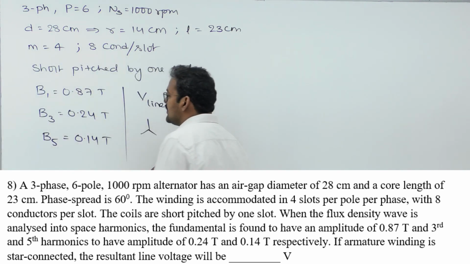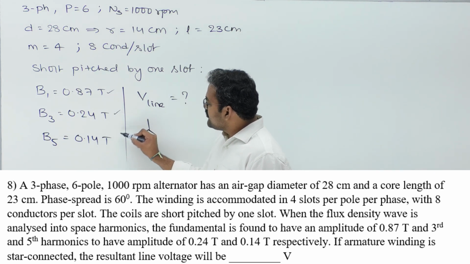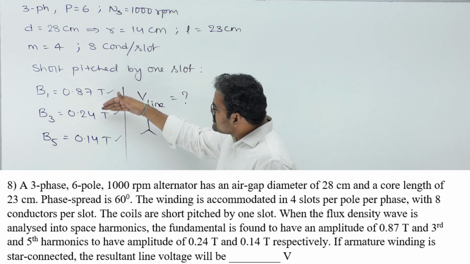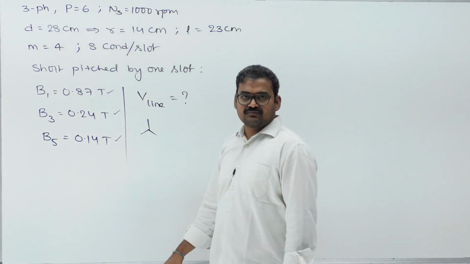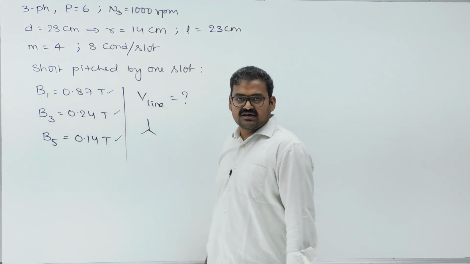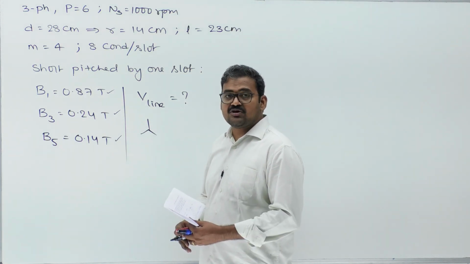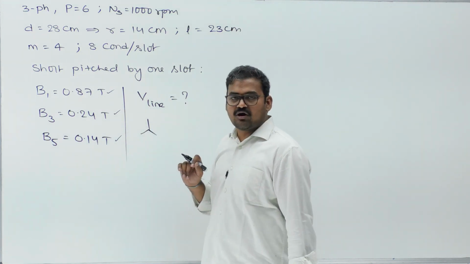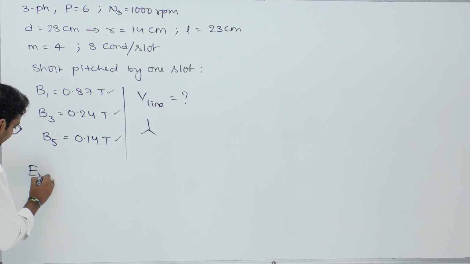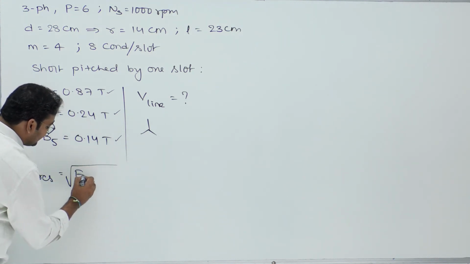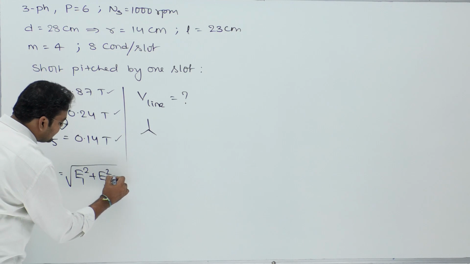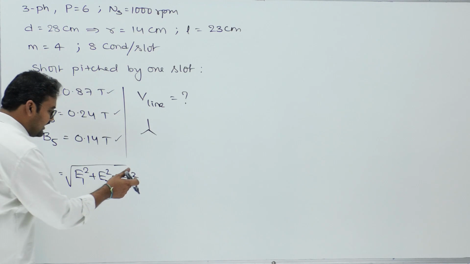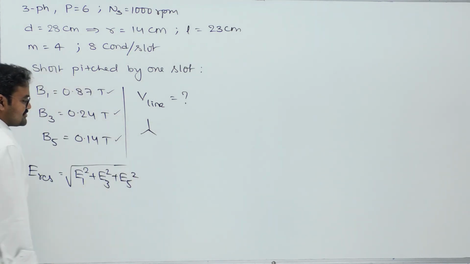So see here, the concept is: fundamental flux is there, third harmonic flux is there, fifth harmonic flux is there. Therefore, obviously, E1 will be induced, E3 will be induced, E5 will be induced. When all three harmonic voltages are there, then what is the resultant voltage? I hope we studied this in transformers also. When fundamental, third harmonic and fifth harmonic all exist, then I can write resultant voltage is equal to square root of E1 square plus E3 square plus E5 square. I hope you remember this formula. Suppose if a seventh harmonic is also there, I have to include E7 also.